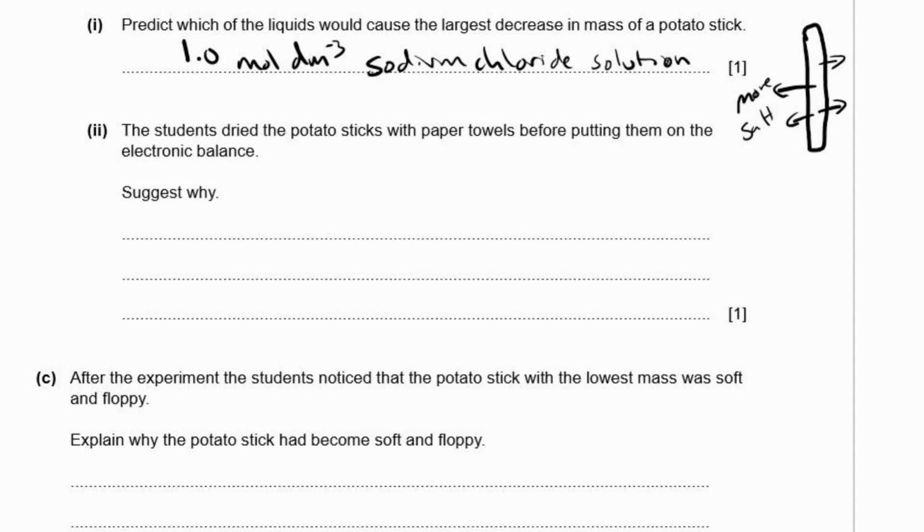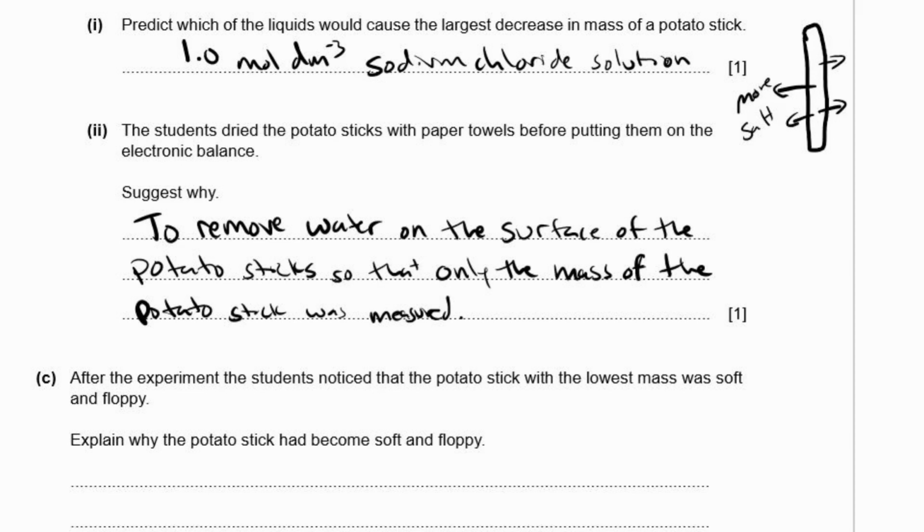All right. 2. The students dried the potato sticks with paper towels before putting them on the electronic balance. Suggest why. Well, the reason why is because I don't want to weigh the water that's on the outside of the potato stick. To remove water on the surface of the potato stick so that only the mass of the potato stick was measured. This is not the dry mass. The dry mass is then drying it out. It's just the mass of the potato stick.